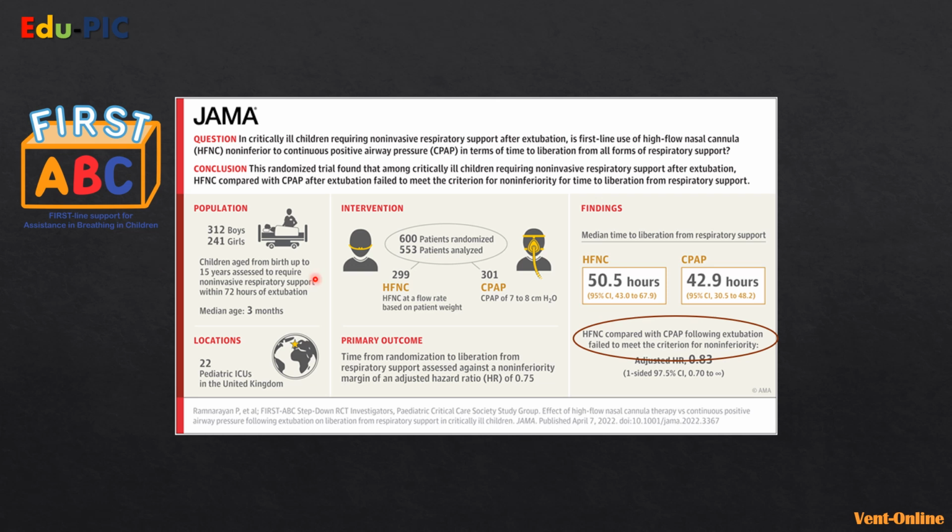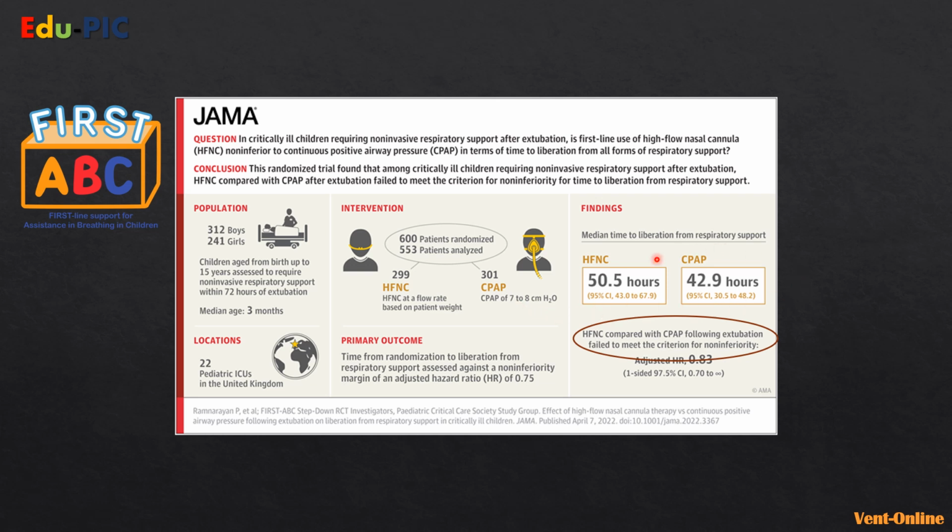The step down arm compared high flow against CPAP as a step down from invasive ventilation. So if you're extubating a patient to high flow and extubating another patient to CPAP, what are the chances that high flow is not really inferior to CPAP as a module? On this arm, high flow actually failed to meet the criteria of non-inferiority. So basically high flow was inferior to CPAP as a module of respiratory support post extubation, and that was basically the main message coming from this arm.